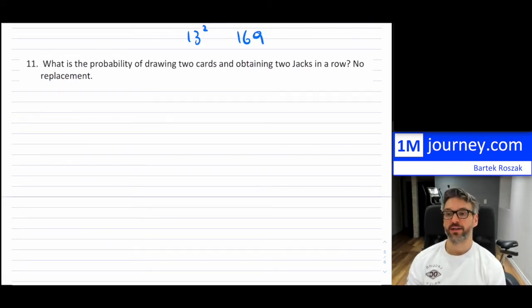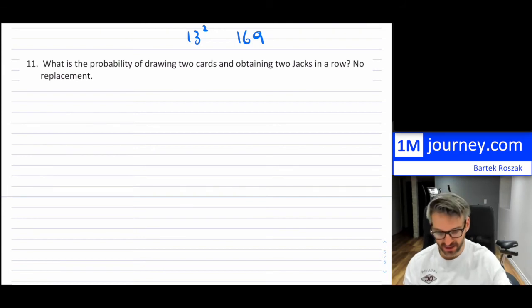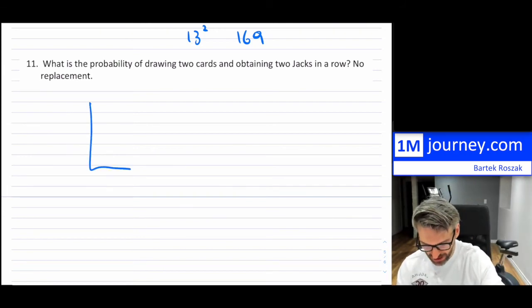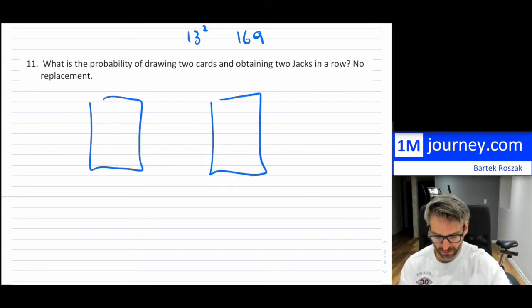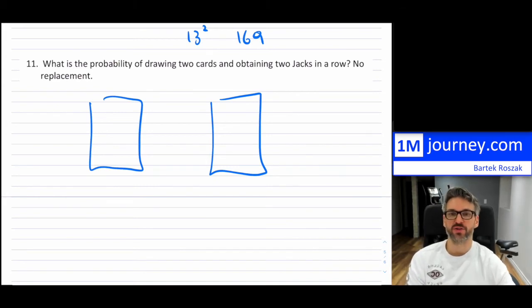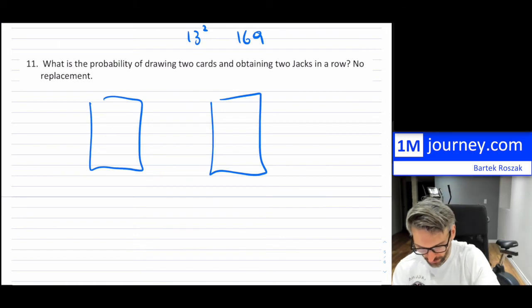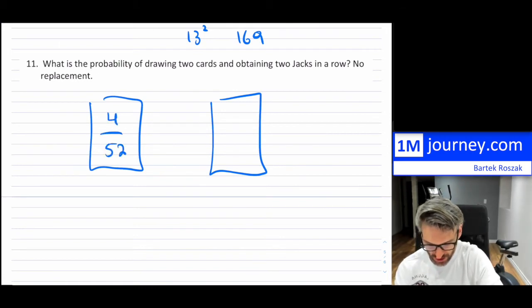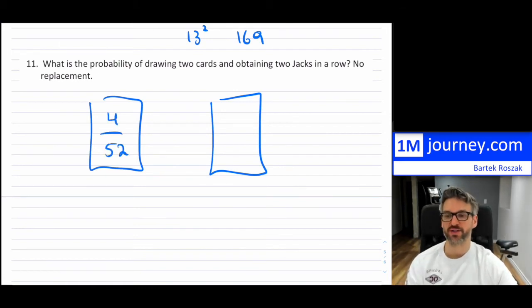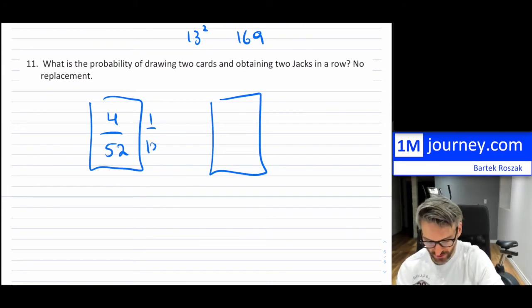Question 11. What is the probability of drawing 2 cards and obtaining 2 jacks in a row? No replacement. So how does this differ? When we see no replacement, that means we're not putting back the card. So this is basically a conditional probability. When we take out our first card, so a jack, the probability is 4 jacks in 52, so that's 1 out of 13.